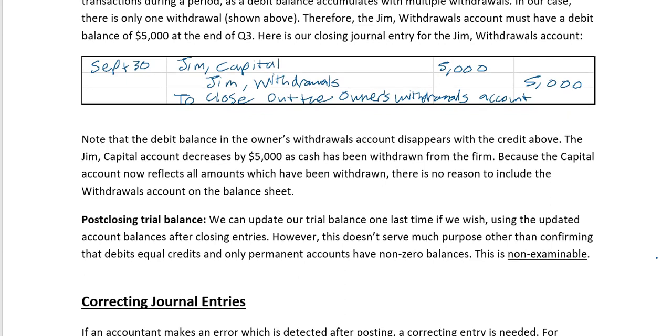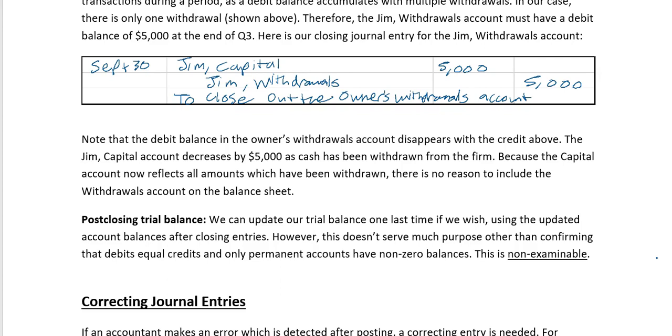A quick final note here. Note that the debit balance in the owner's withdrawals account disappears with the credit above. The Jim Capital account decreases by $5,000 as cash is withdrawn from the firm. Because the capital account now reflects all amounts which have been withdrawn, there's no reason to include the withdrawals account on the balance sheet.